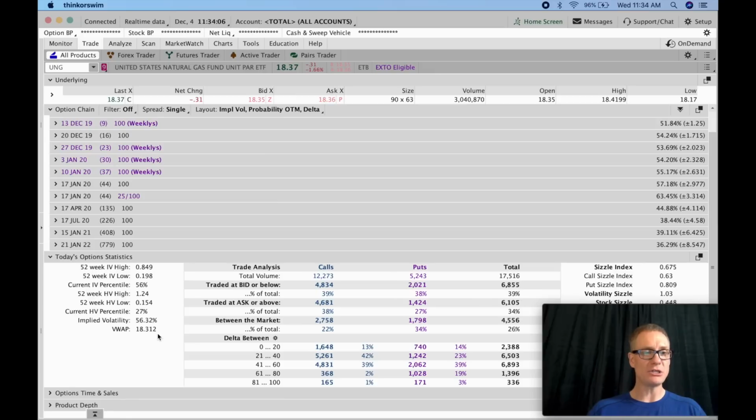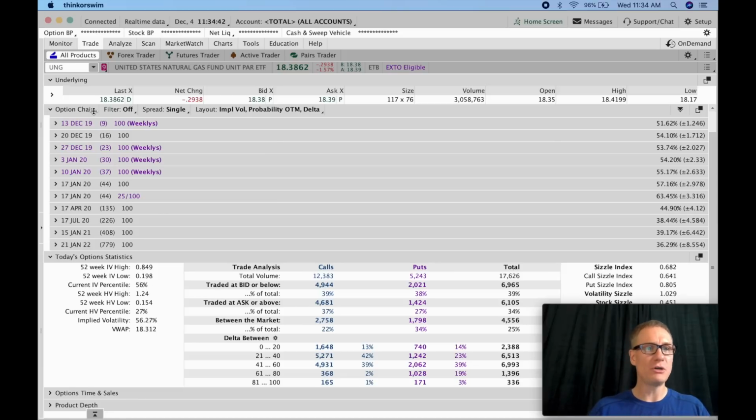And the thing you want to pay attention to is implied volatility right here, which is 56%. Now, what you want to think about is that 56%, what does that mean? Well, if you look at the IV percentile, it's also 56%. And this kind of worked out funny. It usually doesn't work out this way, but 56% volatility, if you plot that on a chart for the last year on UNG, this is about 56% for the past year of where it's been.